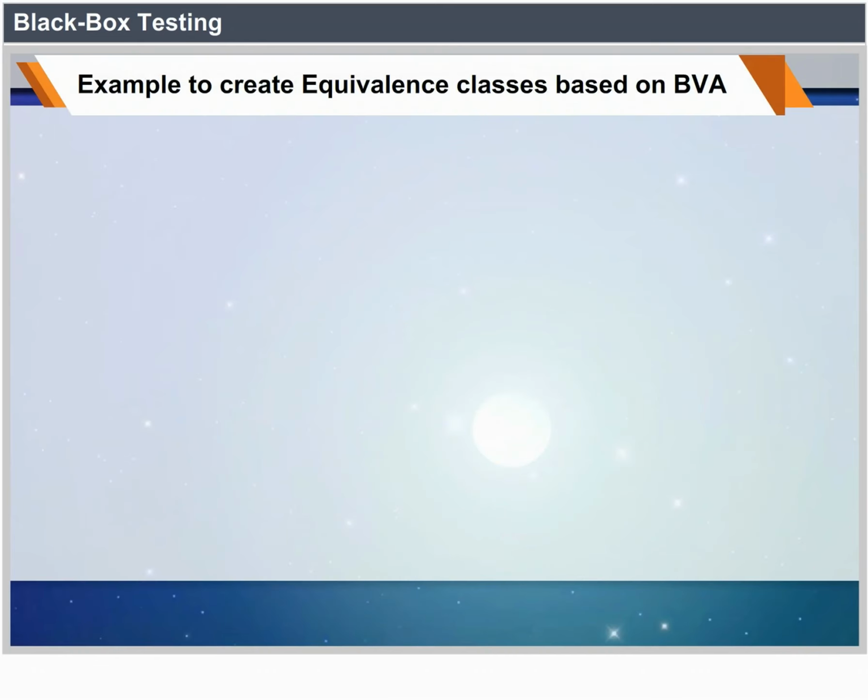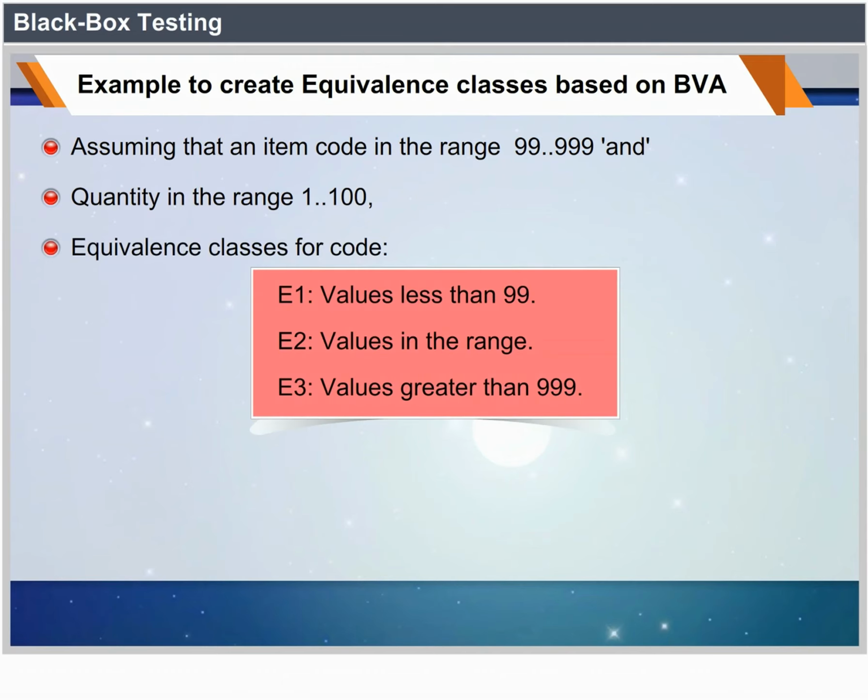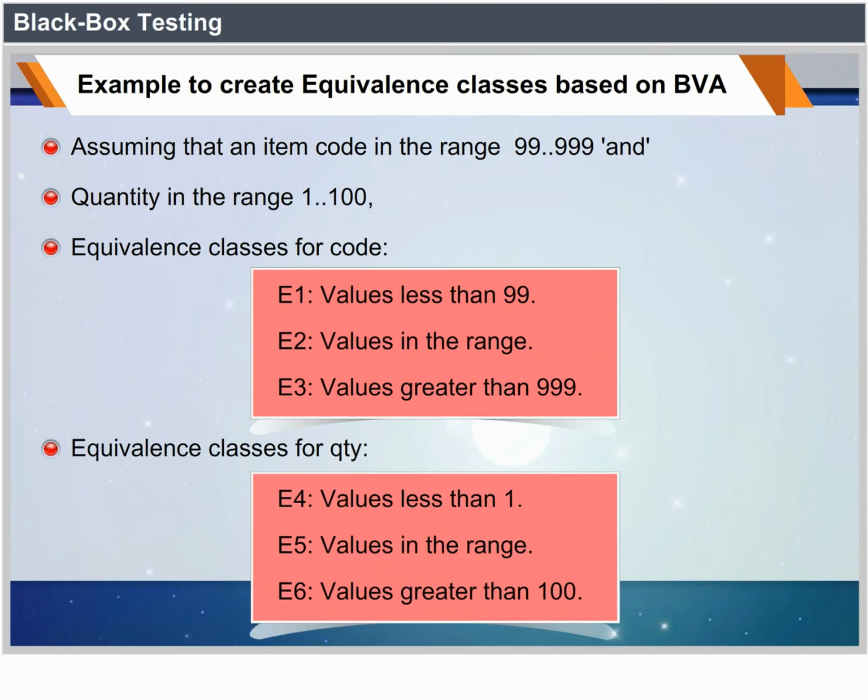Example to create equivalence classes based on BVA. Assuming an item code in the range 99 to 999 and quantity in the range 1 to 100, the equivalence classes for code are: E1, values less than 99; E2, values in the range; E3, values greater than 999. Equivalence classes for quantity are: E4, values less than 1; E5, values in the range; E6, values greater than 100.